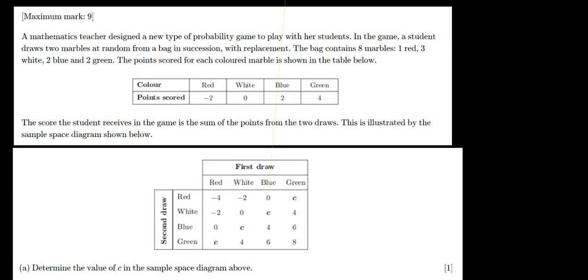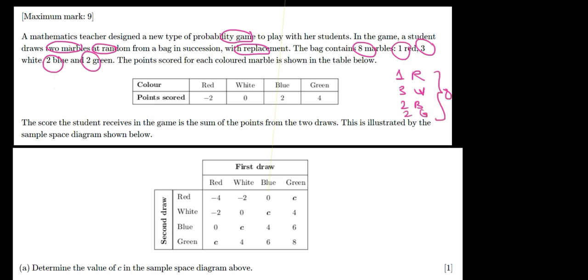Here's our sample space diagram question. A math teacher designed a new type of probability game to play with her students. In the game, a student draws two marbles at random from a bag in succession with replacement. The bag contains 8 marbles, 1 red, 3 white, 2 blue and 2 green. Let me just write this real quick because I like to summarize things. So we have 1 red, 3 white, 2 blue and 2 green. And in total that gives us 8.